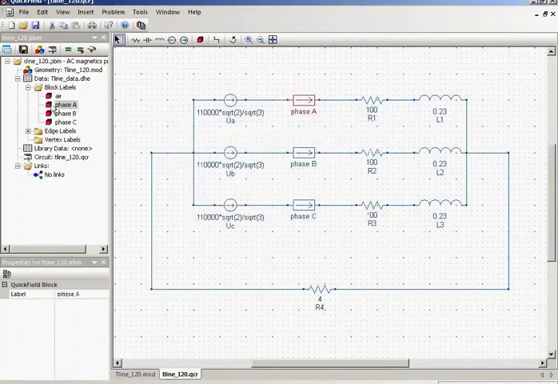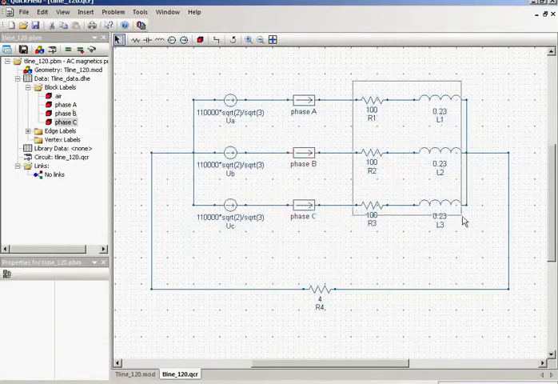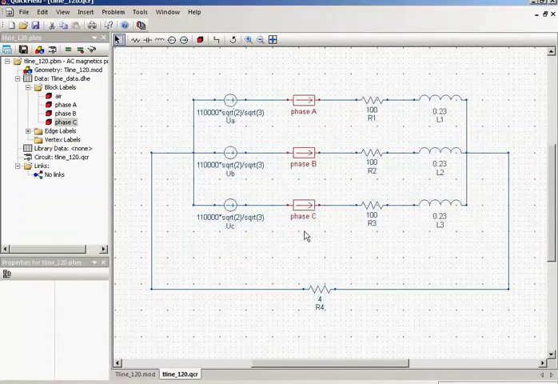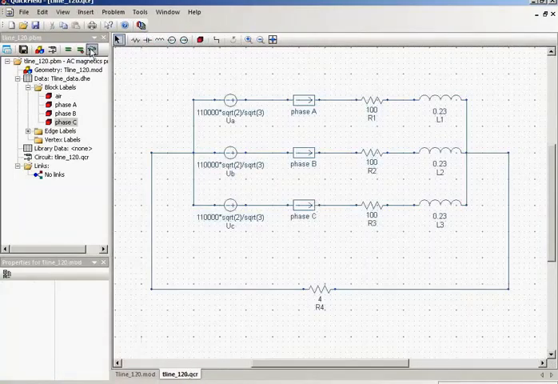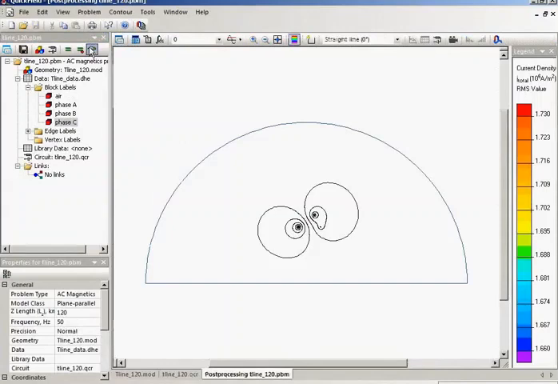These are the conductors, and this is the load. So this is my transmission line, connected to the three-phase source, and the other end of the line is connected to the three-phase load. The simulations run simultaneously. Both the field part is simulated and the circuit part is simulated. Let's take a look at the simulation result.